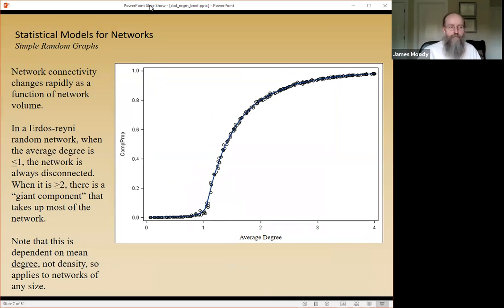And I'm using this right here as a fun little fact from random graph theory, which is that if you flip that coin on a network and your density is below a certain threshold, then you never get any connectivity.